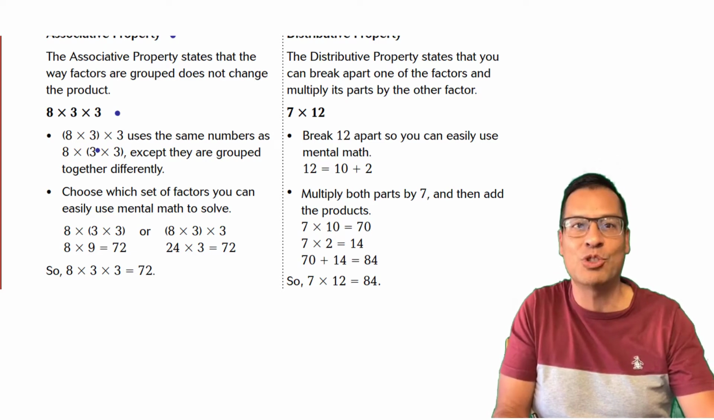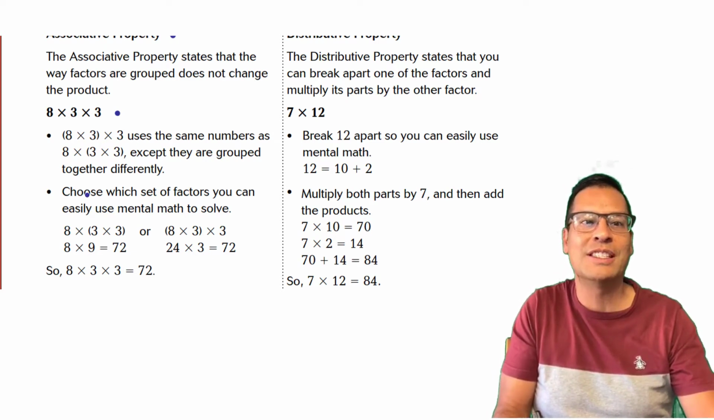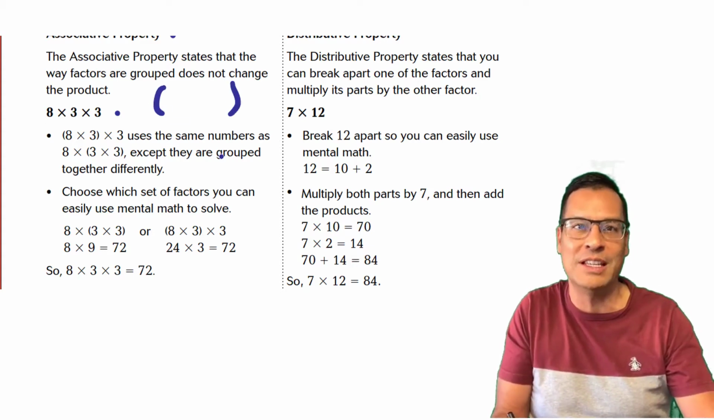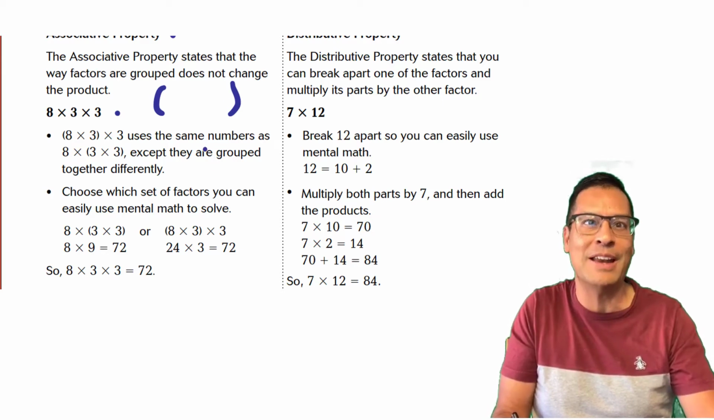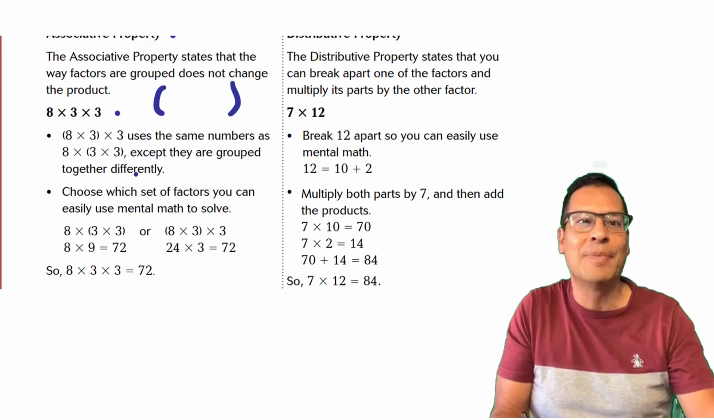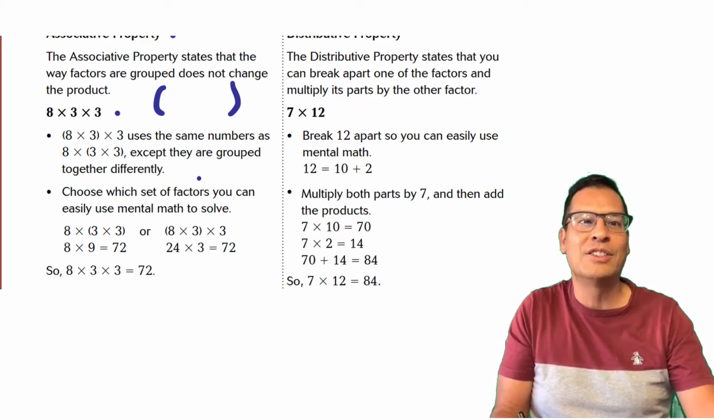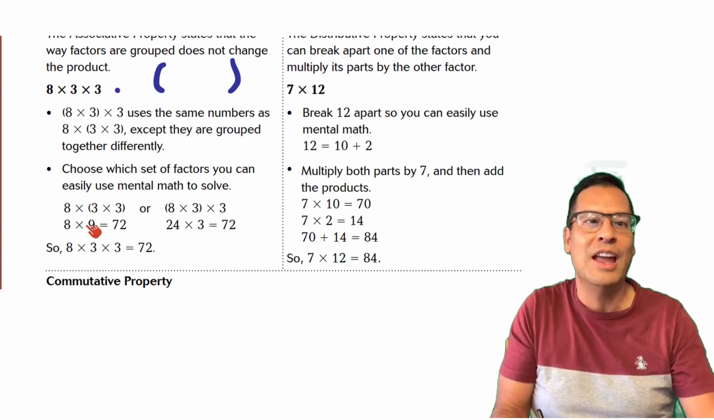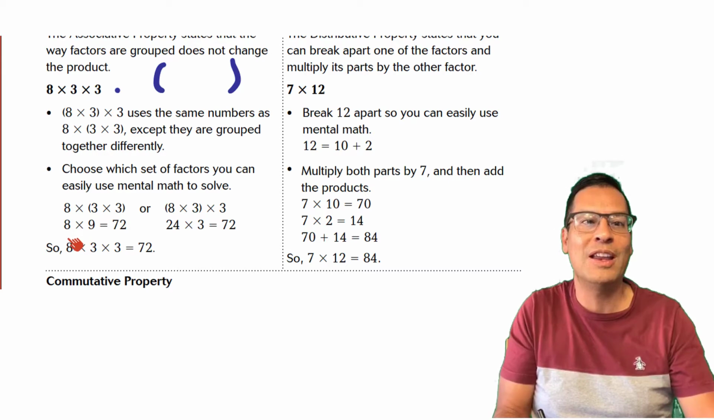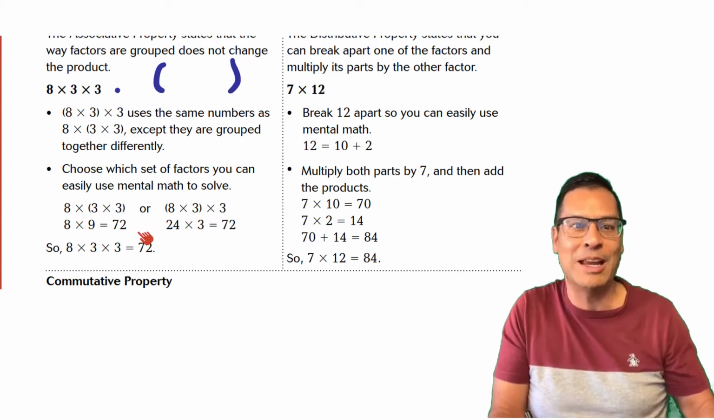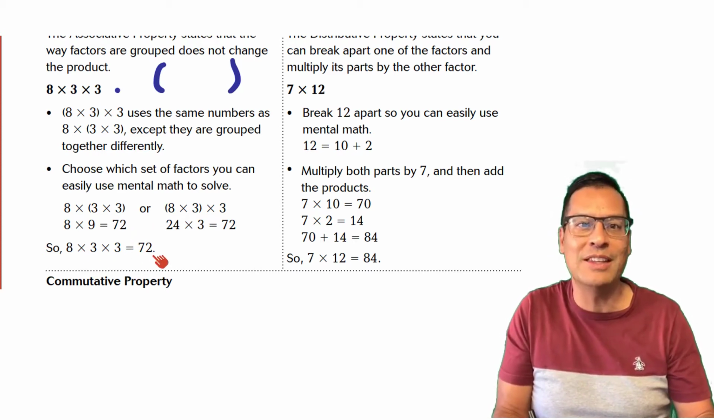So I can say 8 times 3, like this, times 3 uses the same numbers as 8 times, and then my grouping. Now, just a reminder, these are parentheses. They're used as grouping symbols in mathematics. So we've got 8 times 3 times 3 and 8 times 3 times 3, so we still get the same result. Let's test that. 3 times 3 is 9, so 8 times 9 is 72, and I can check that with my facts, my multiplication table. So 8 times 3 times 3 is 72.